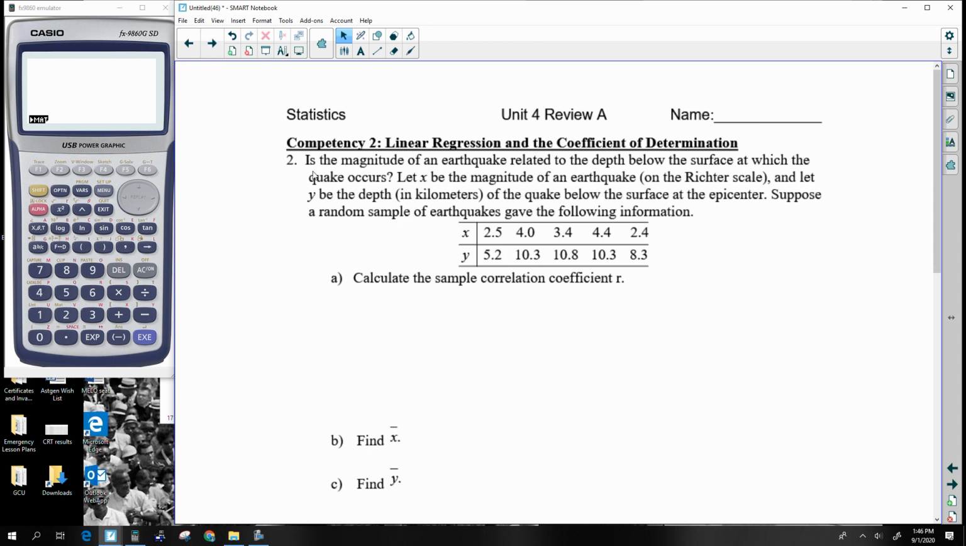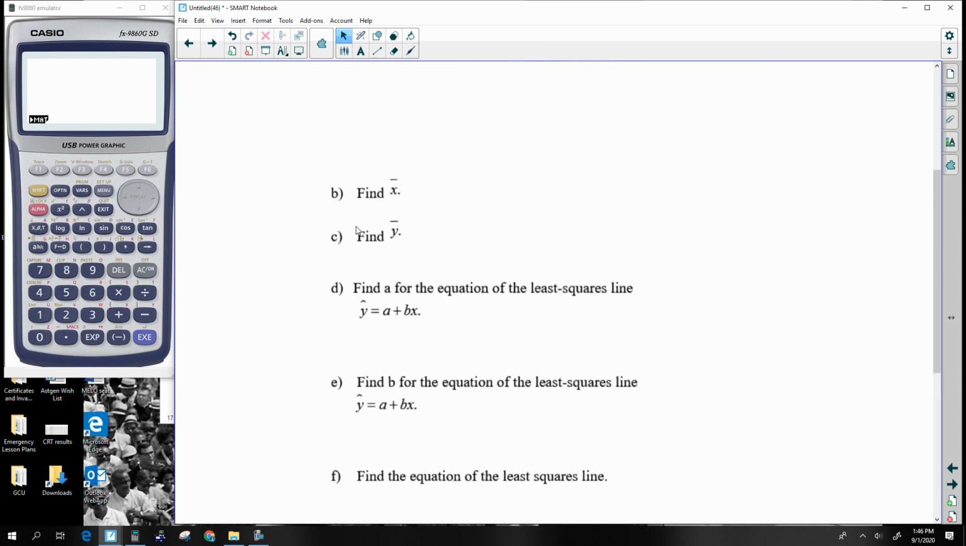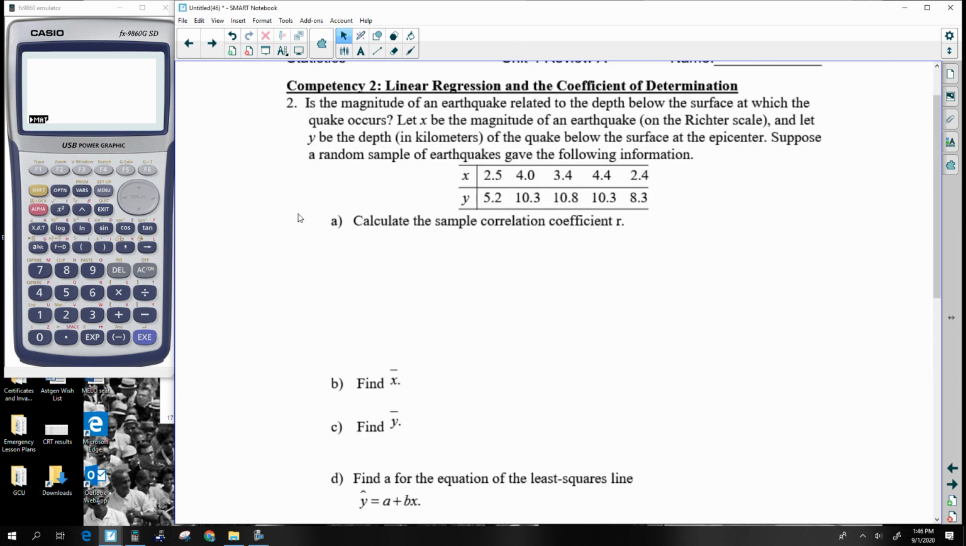Okay, next is all these problems which we learned how to use our calculator for. So let's go ahead and set up our calculator.